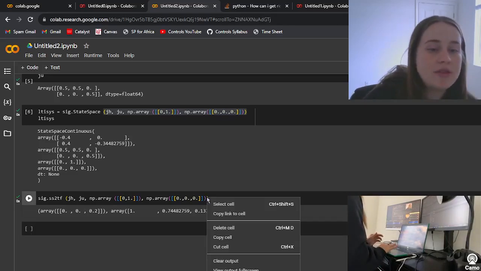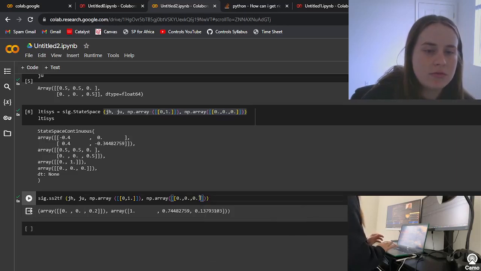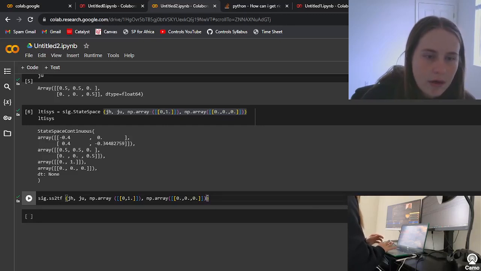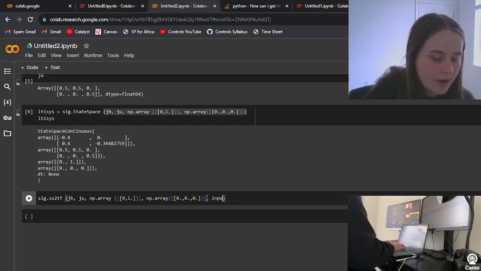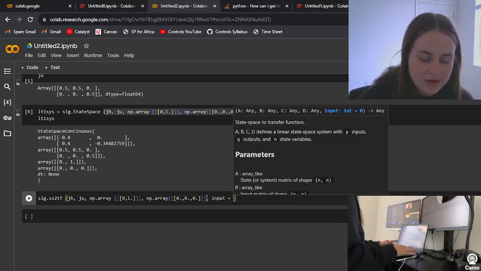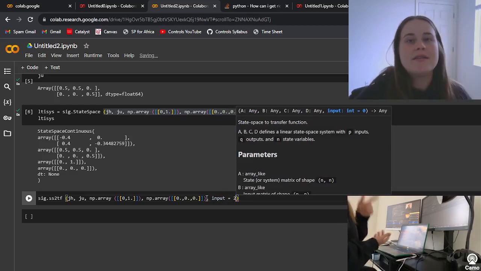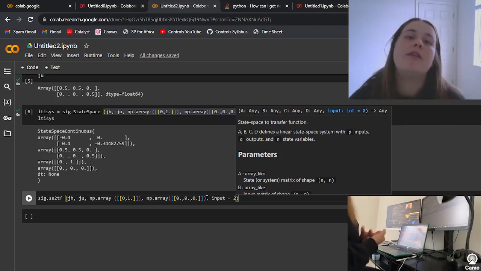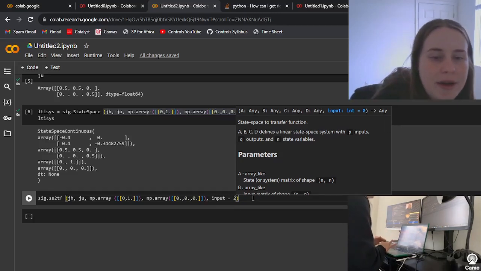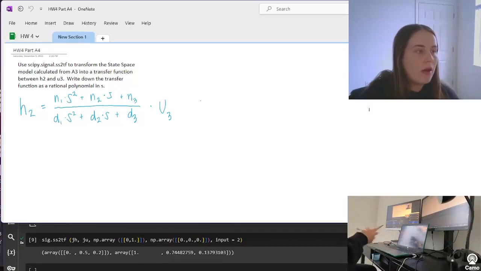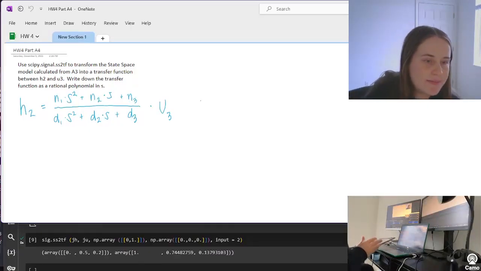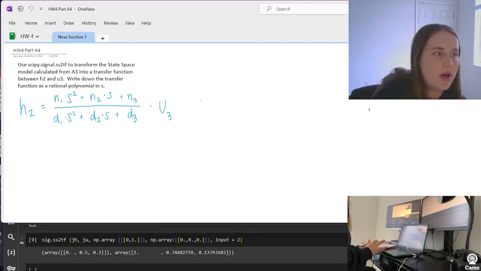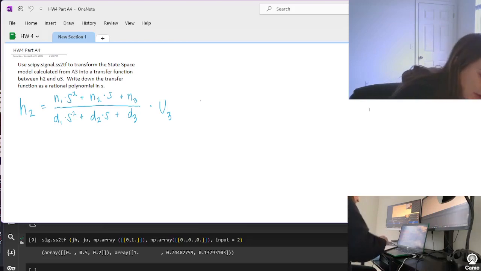So to do that, I'm going to get rid of this, and then here I'm going to input equals 2. U1 is input of 0, U2 is input of 1, and U3 is input of 2. So I'm going to put in input of 2. Okay, so if we then go here, I'm going to write this answer into a transfer function instead of this one that we have up here.